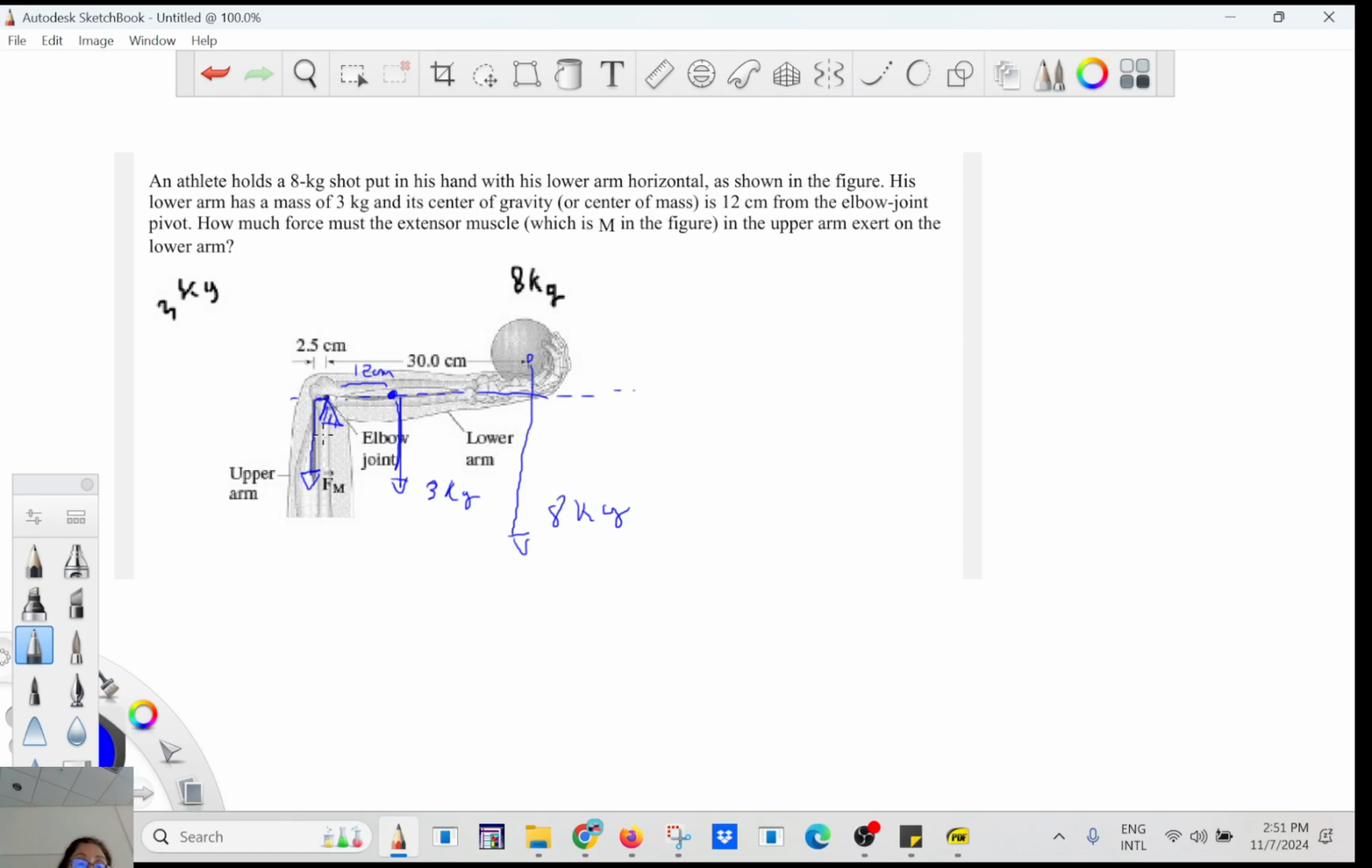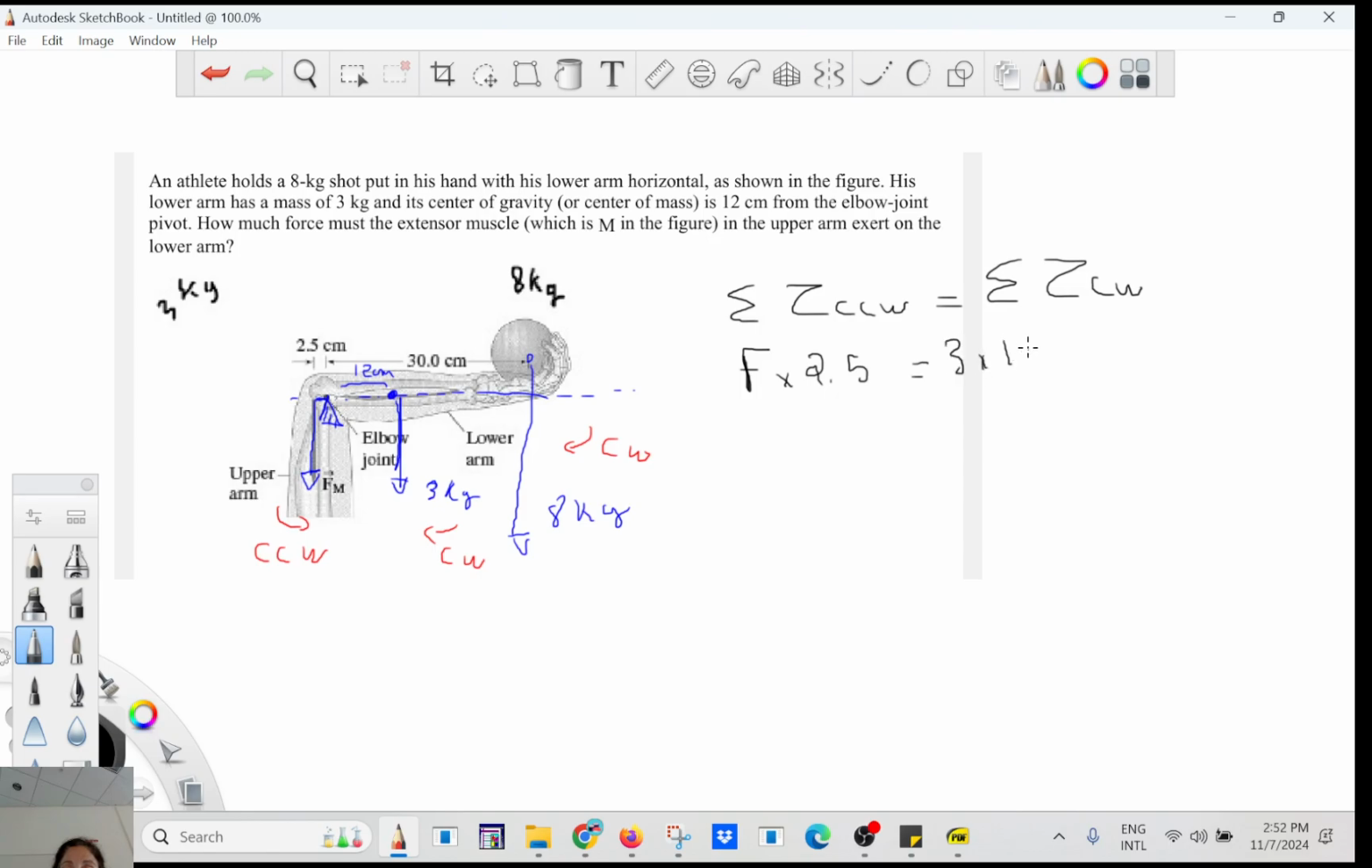Agree? So the first step, you decide on a fulcrum, and then you put all the forces. And you see this one wants to do a clockwise, this one wants to do a clockwise, and this one, yes, counterclockwise. So why is it hard? Because not only do you have to have up equals down, but you also have torques involved, right? You want to prevent the torque from happening. Okay, so the sum of the counterclockwise equals the sum of the clockwise. Agree? Any question? So you have F times 2.5 centimeters equals 3 times 12 plus 8 times 30. I'm going to do it in kilograms first.